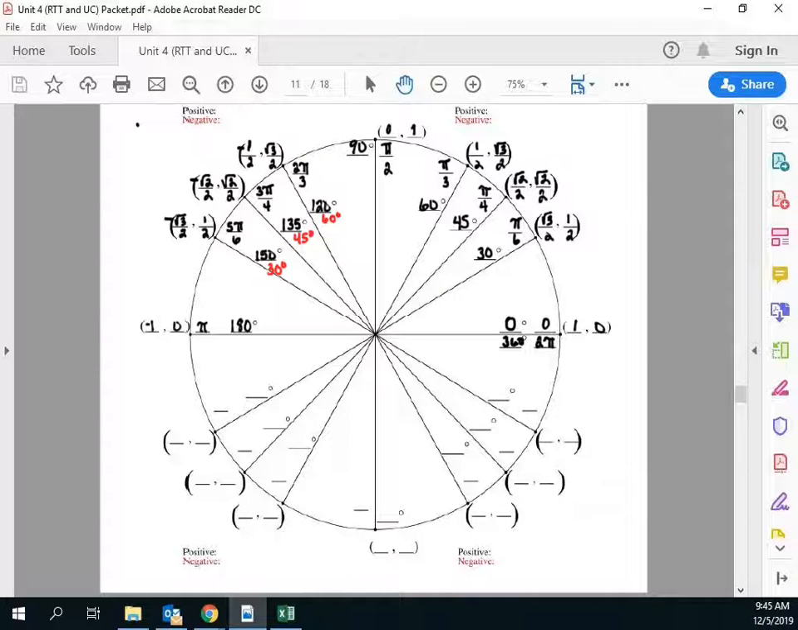And I guess I should have filled this out. I did not notice this. At the very upper left, positive and negative. Positive is y values, or better known as sine now. Negative is x values, or cosine.